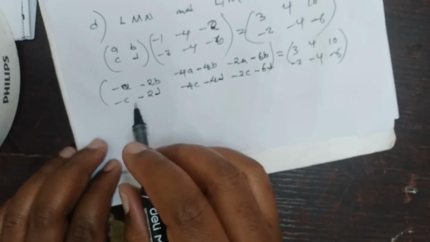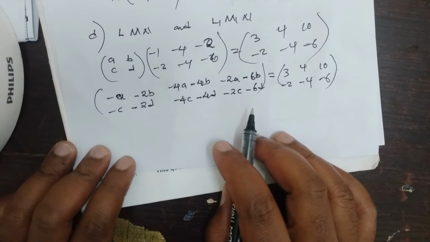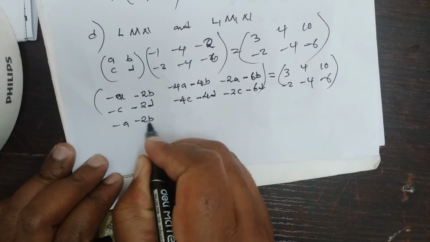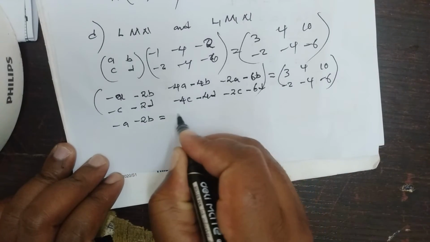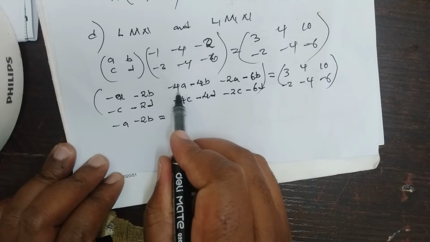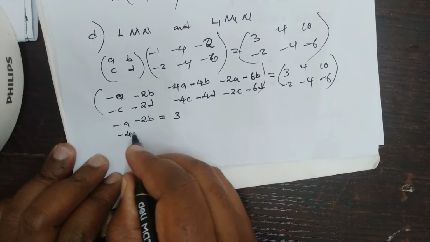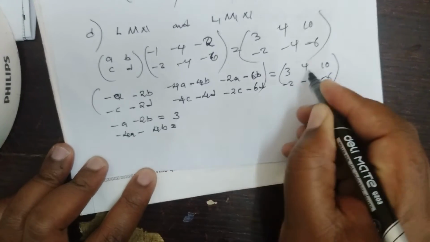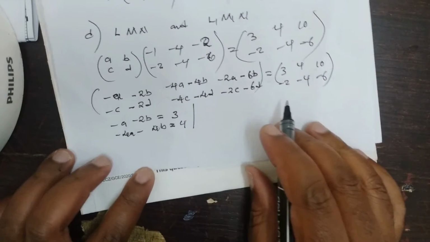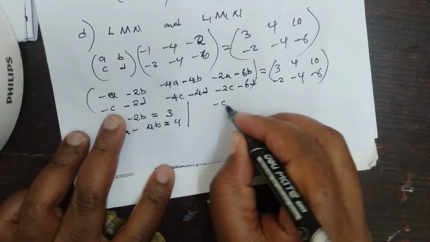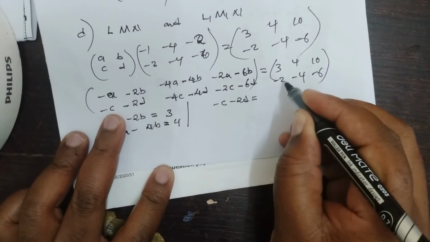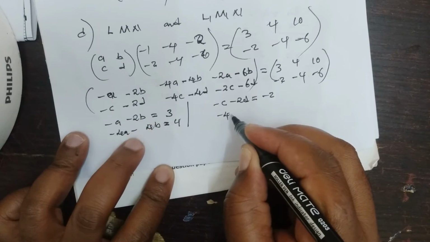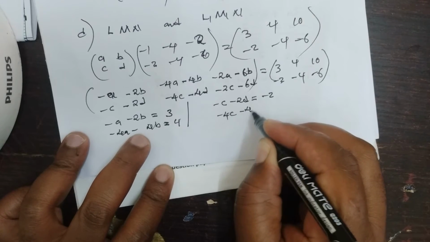Alright, so we create equations here. Okay, so we can say negative A minus 2B. The answer is 3. Again I can go to where there is A and B. So negative 4A minus 4B. The answer is 4. So I've got this set. Then create another set. Negative C minus 2D. The answer is negative 2. Then negative 4C minus 4D. The answer is negative 4.